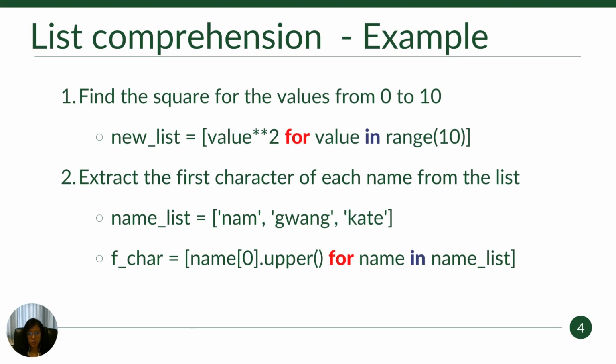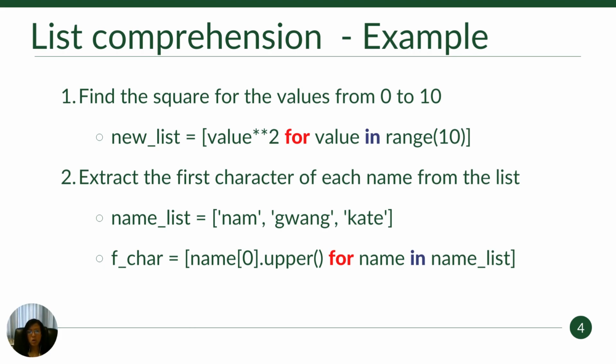Now look at the second example. The second example asks you to extract the first character of each name from the list, where the name list is given like that, names. So what we have to do is think of our expression. Our expression is, for each name, we want to get the first index, which is index 0, and then convert this first character into uppercase. So we use a string method called upper: name[0].upper(). This is our expression, and after that is the usual for loop, for name in the given name list.